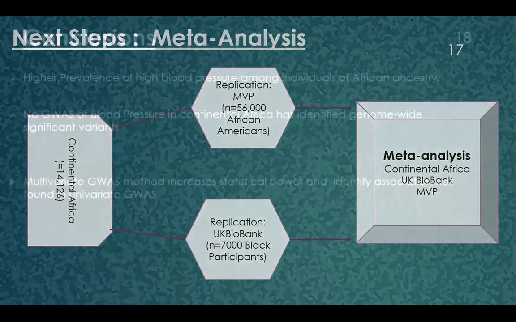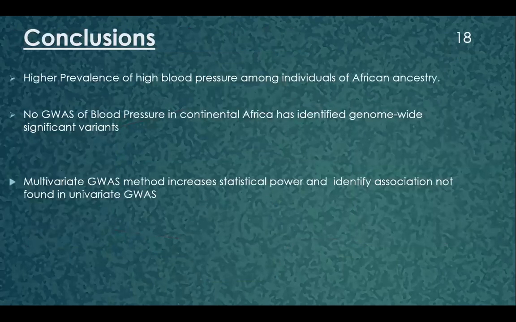In summary, there's a higher prevalence of hypertension, of high blood pressure, among individuals of African ancestry. However, in previous studies that have been conducted, there was no genome-wide significant variant identified. And based on my analysis, it can be deduced that the multivariate GWAS method increases statistical power and identifies associations that were not initially found in the univariate GWAS approach.